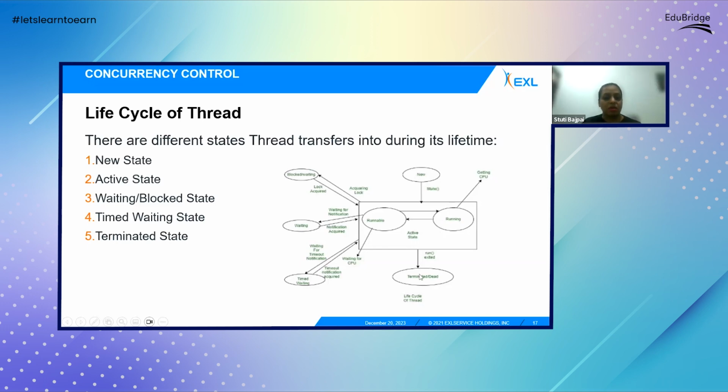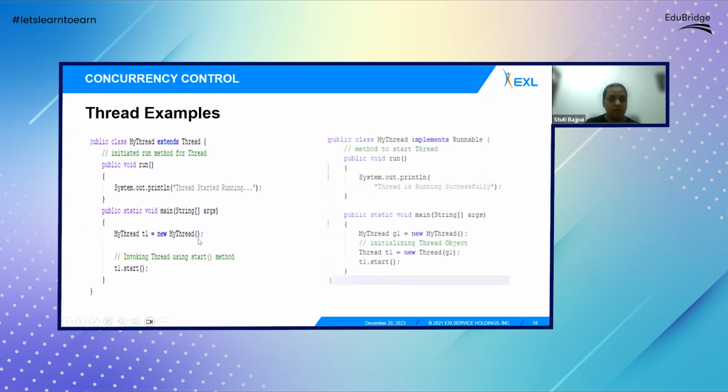And then there is the terminated or dead state, either because it is terminated due to some error, or because it completes its execution. This is the whole life cycle of a thread. That's why I brought up the methods before. As soon as you call the start method on a thread, it is in the JVM queue, and now the JVM will call the run.